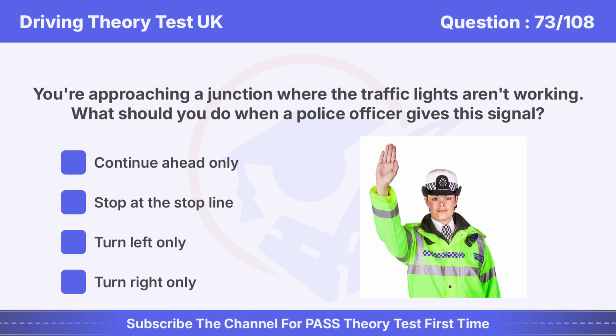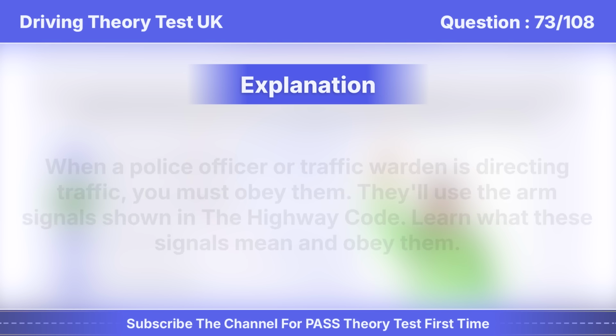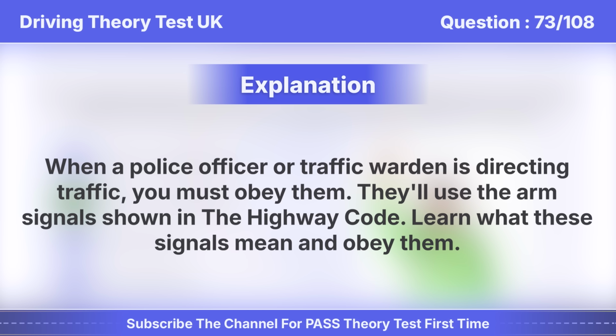Question 73. You're approaching a junction where the traffic lights aren't working. What should you do when a police officer gives this signal? Answer is B. Stop at the stop line. When a police officer or traffic warden is directing traffic, you must obey them. They'll use the armed signals shown in the Highway Code. Learn what these signals mean and obey them.